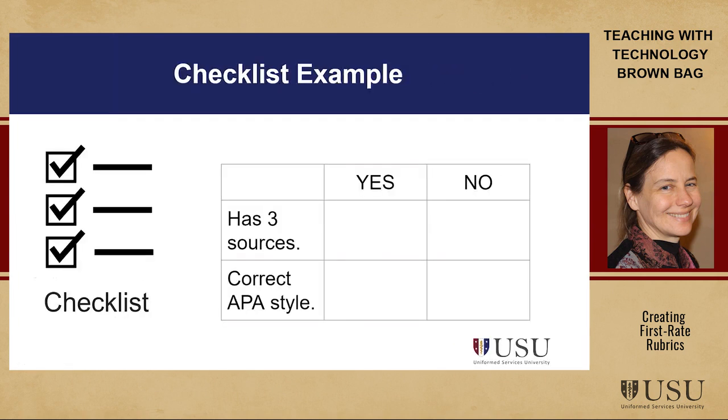Quick example of a checklist here. And throughout this presentation, for the most part, we're going to refer to rubrics that might be used to evaluate a paper. So in this case, if somebody was using a checklist to evaluate a paper, it would have three sources, yes or no, correct AP style, yes or no. So there's always a binary choice in a checklist: yes, no, complete, incomplete, proficient, not proficient, whatever.